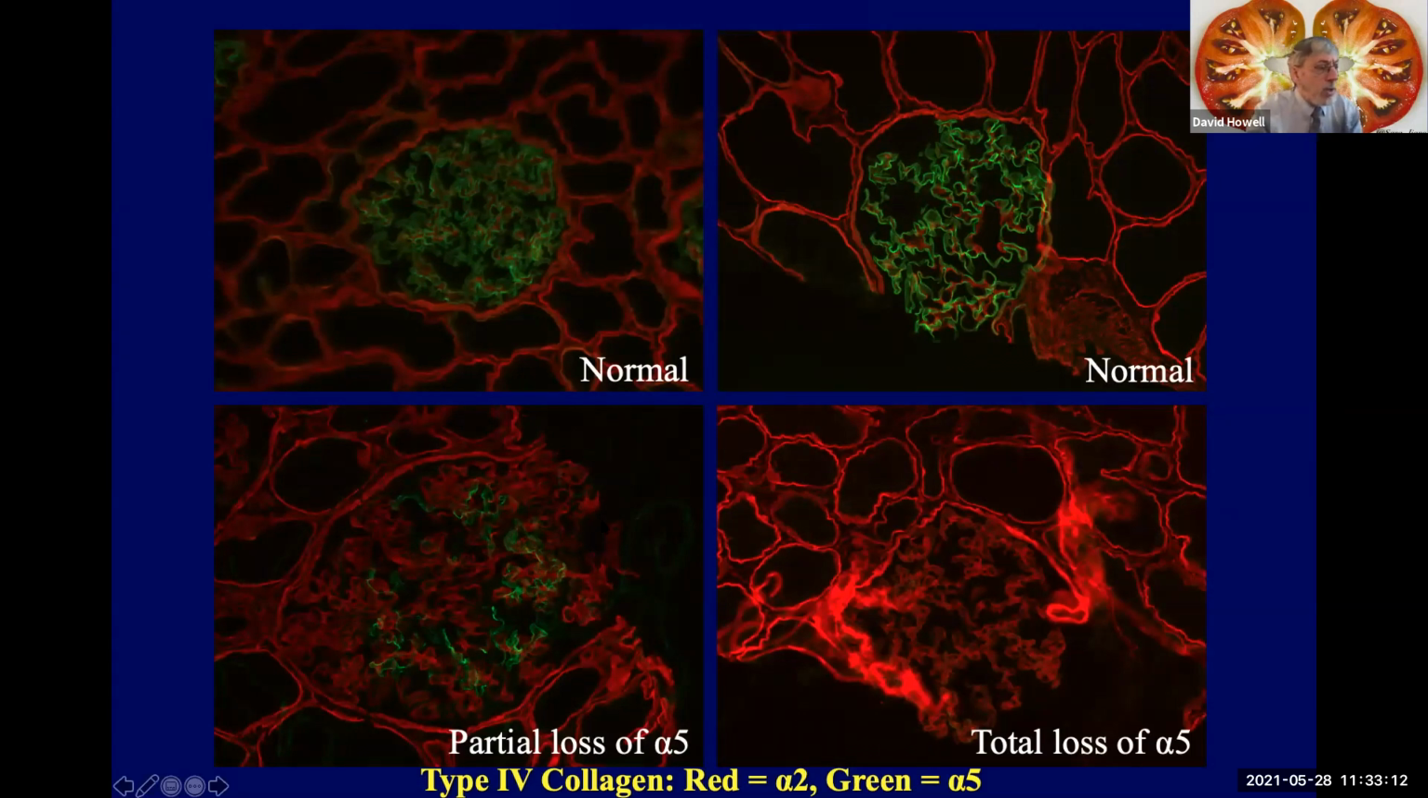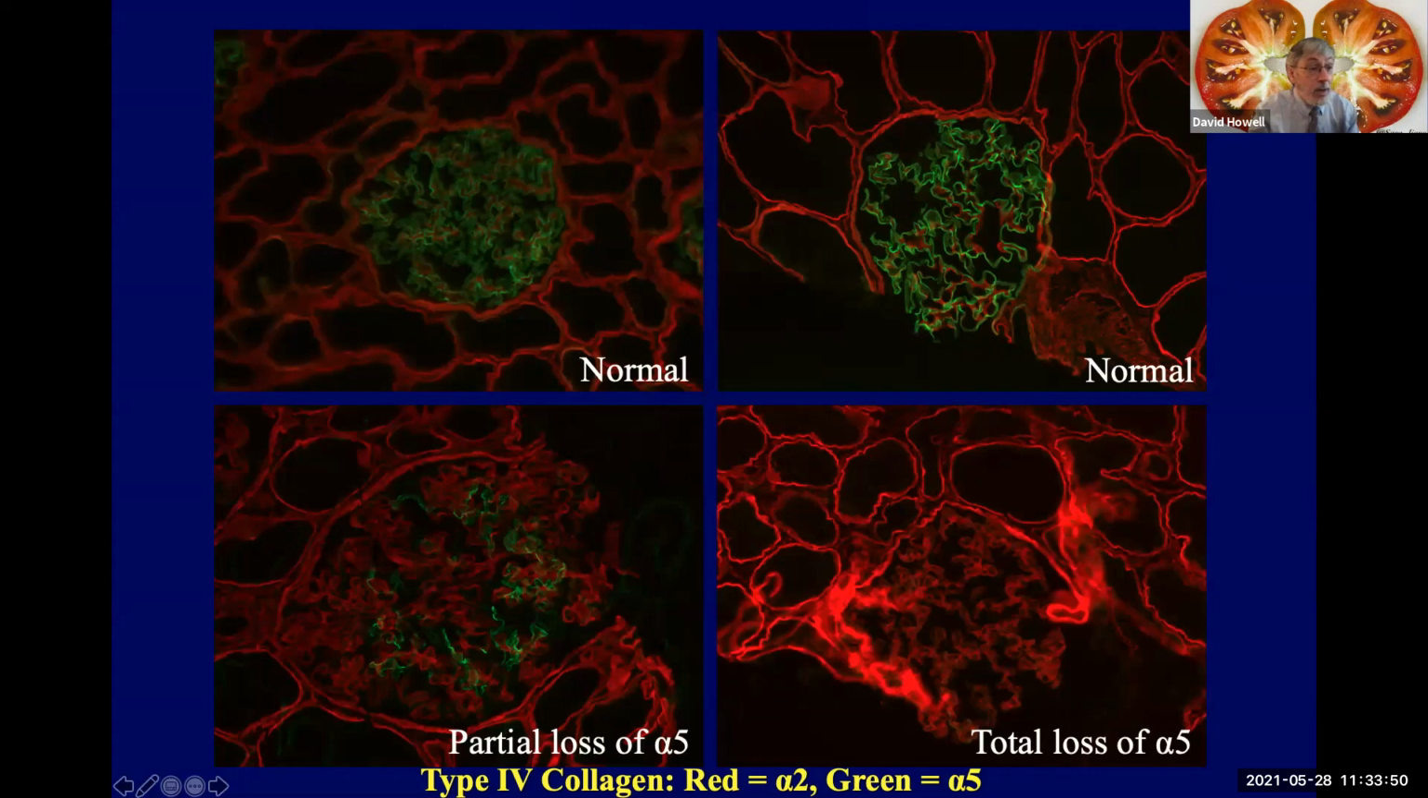So these are tissue sections that have been stained with antibodies against two different alpha chains of type 4 collagen. The red antibody is against the alpha 2 chain, and this is a form of type 4 collagen that's an important constituent of a lot of different basement membranes. So in this tissue section, this is from a normal example, we see staining of tubular basement membranes, we see staining of the basement membrane of Bowman's capsule, and we can also see staining of the glomerular capillary loops. It's a little bit obscured here because they also stain with the second antibody.